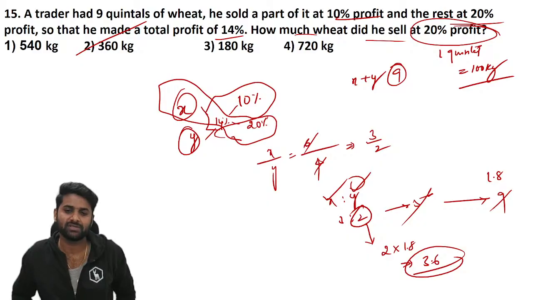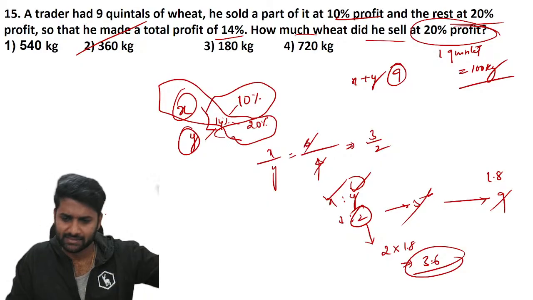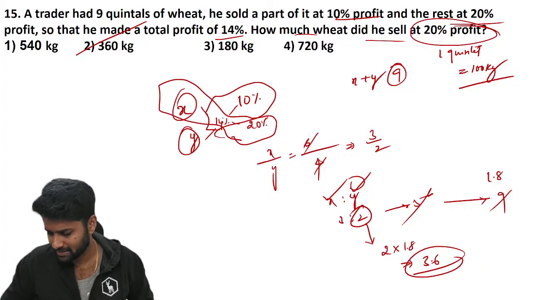See, if any question is all about individual values and group value, you can apply the alligation mixture concept rather than the profit and loss concept. If you go through the profit and loss concept, it is again a lengthy calculation, guys.